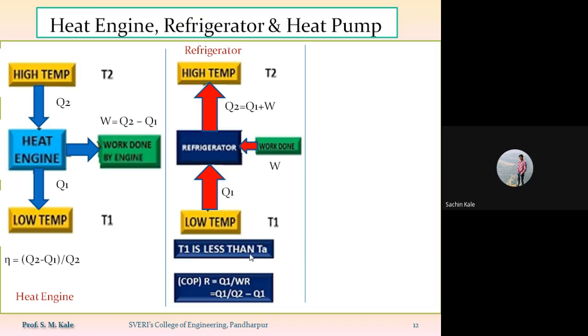Then in that case our intention will be how much amount of heat we are rejecting. In case of refrigerator, our intention is the amount of heat absorbed, whereas in case of heat pump, our intention will be how much amount of heat we are rejecting. So the rest of the parts, that means the schematic diagram etc., will all be the same. In case of heat pump also, there will be two bodies. First one will be called the higher temperature body, which will have the temperature T2. Second one will be called the lower temperature body, which will have the temperature T1.